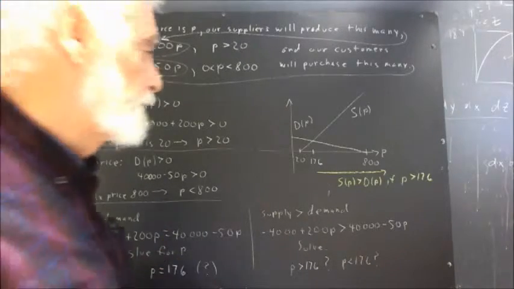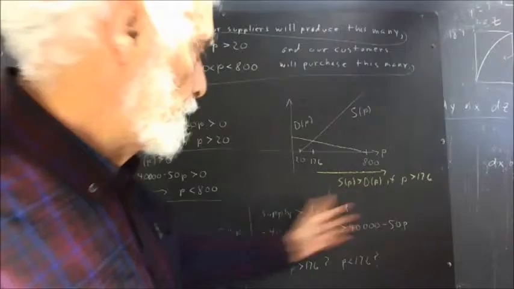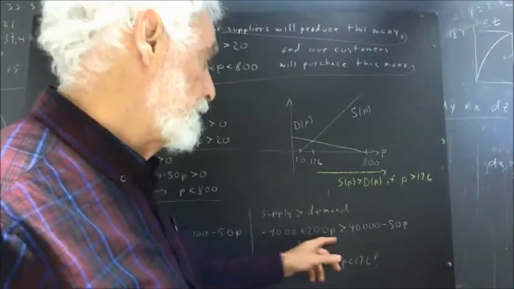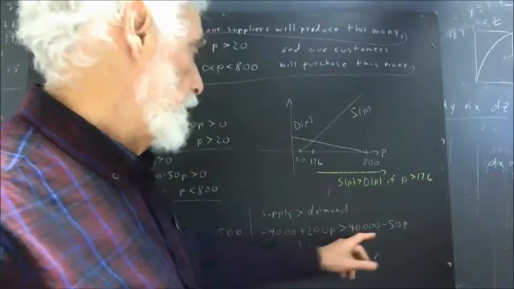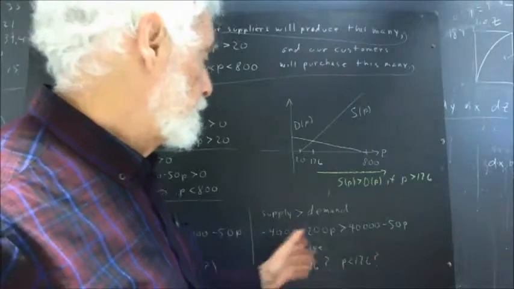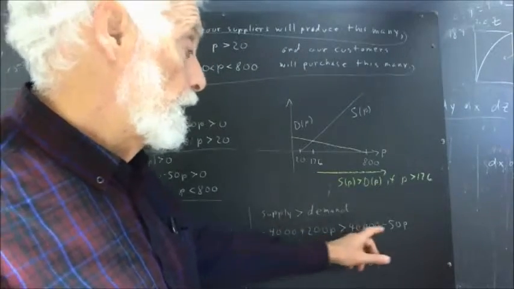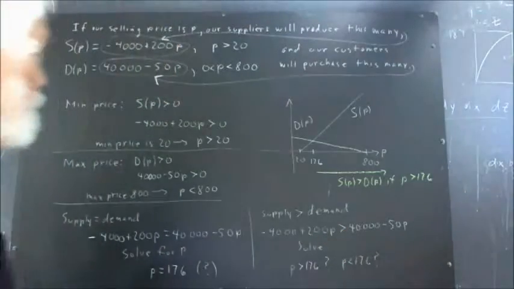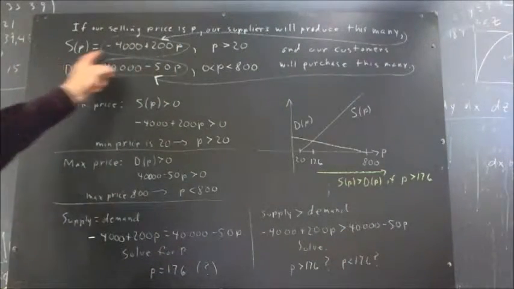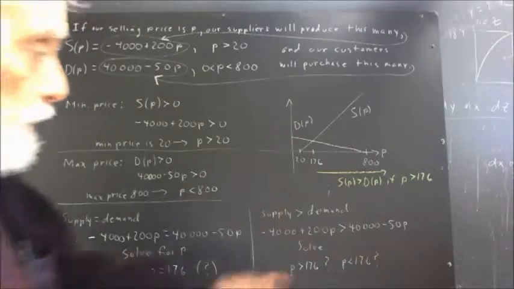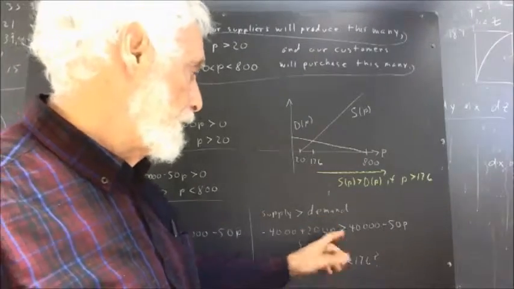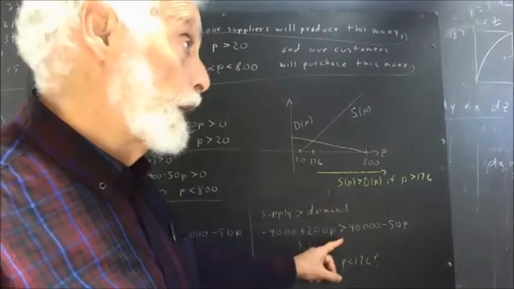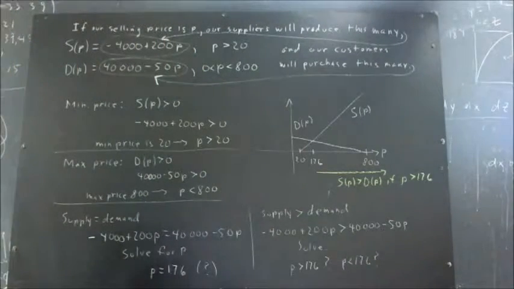And people in class said, well, okay, you rearrange the equation, you're going to have a positive multiple of P here, and a positive number over here. So when you divide, you're going to have P greater than something. And that's also true in terms of the behavior of this function. We can see that it's true in terms of this inequality. This is an inequality, not an equation.